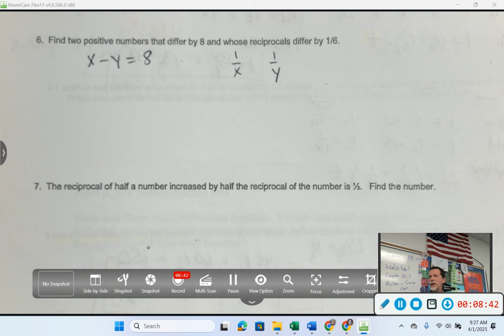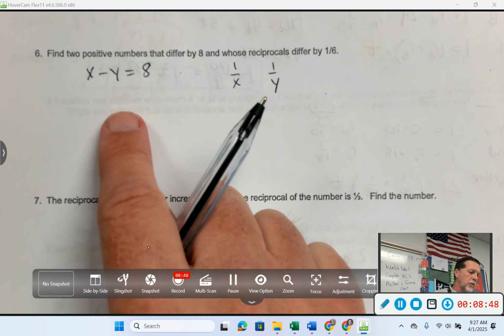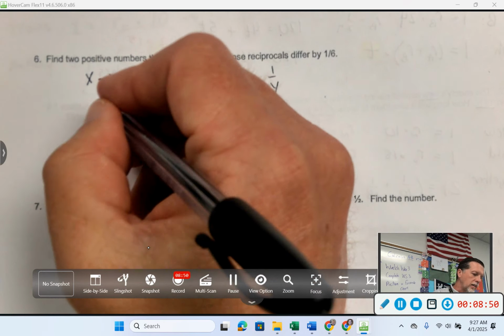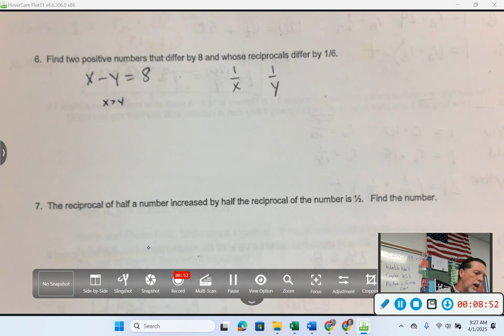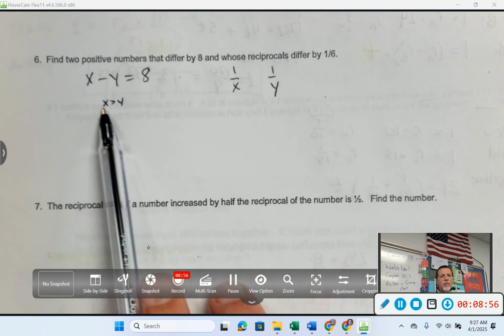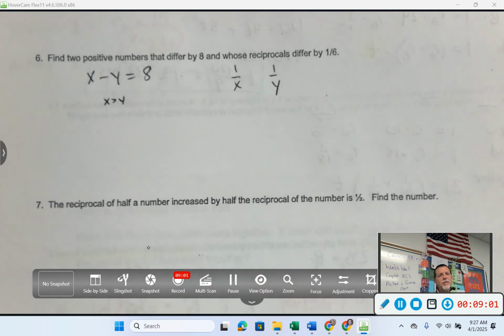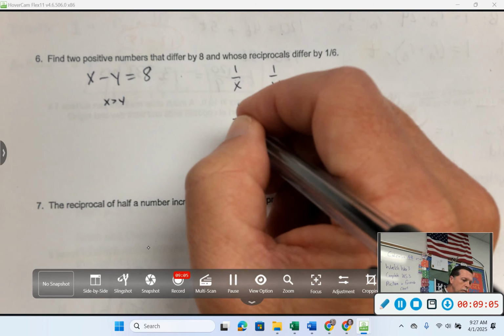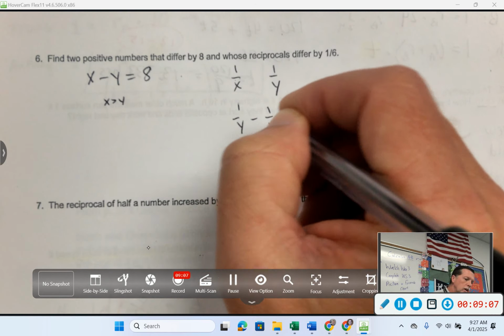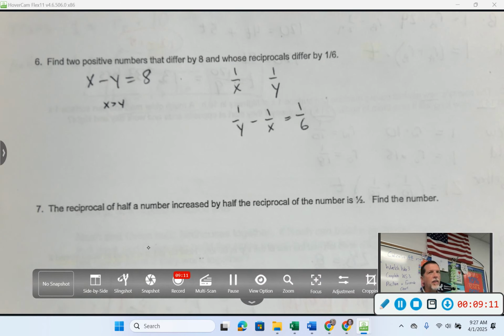But I need to be careful here. If x minus y is 8, who am I suggesting is bigger, x or y? X. Yeah, x has got to be bigger than y. So I need to be careful over here. If x is bigger than y, then which one of these is bigger, 1 over x or 1 over y? 1 over y is bigger. So I need to maybe reverse the order here. 1 over y minus 1 over x equals 1/6.